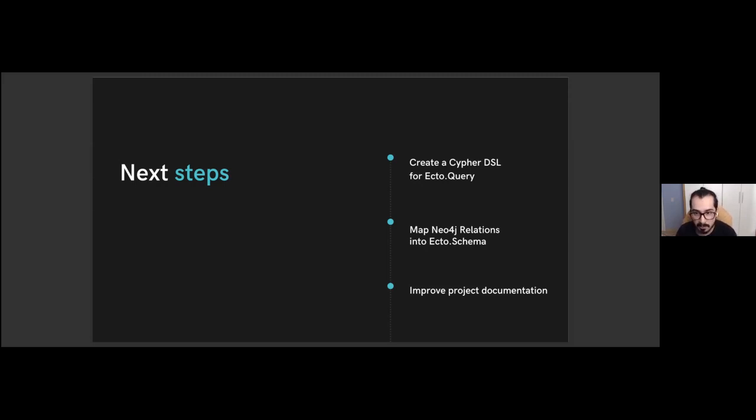So the next steps for us would be to create a DSL for Ecto query. We want to be able to use Cypher, so I want to be able to match something, return something, just like Ecto query currently does. And we want to map the Neo4j relations as well. We know that it's some kind of a problem, since Ecto schema only maps things like SQL relations, for example many to many, belongs to, etc. But that is something we are still working on, and we want to improve the project documentation also.